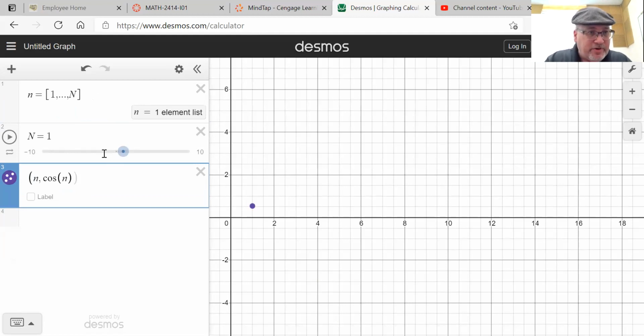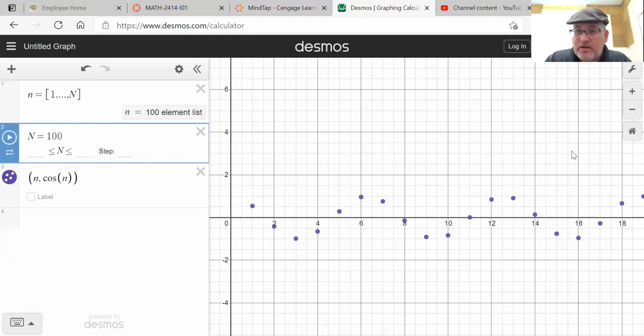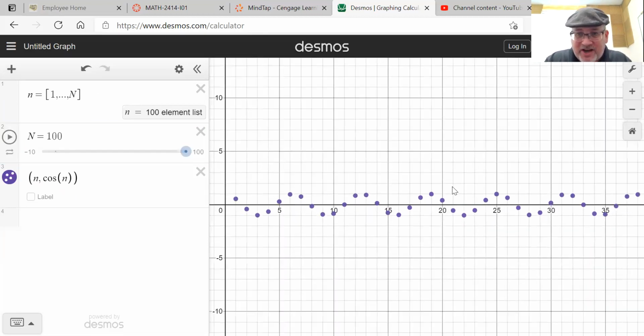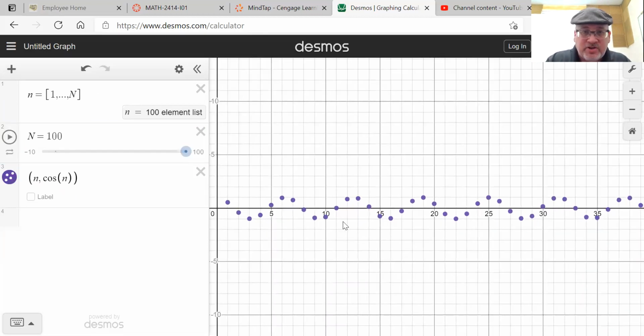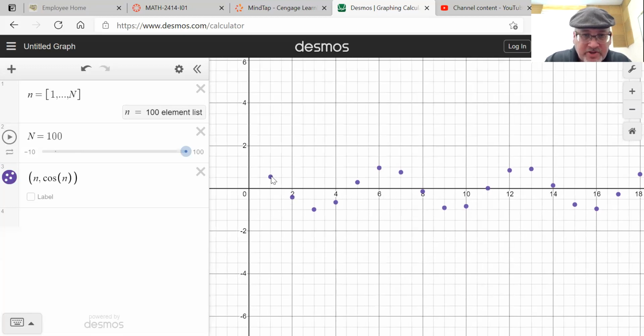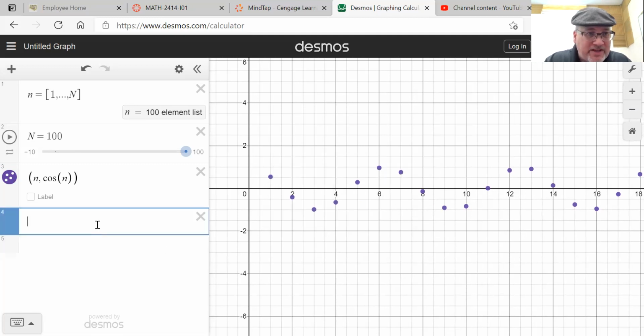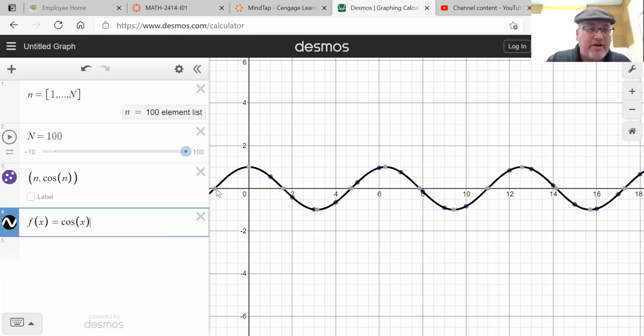All right, so let's get a bunch of points up here. N equals 100. If you look at these dots, you may be thinking they're all on a cosine curve, and you're correct. But if you were to look at their y values, the y values represent the sequence. There's a y value, there's another, there's another, and it's a big old mess, and we really can't see a pattern in there.